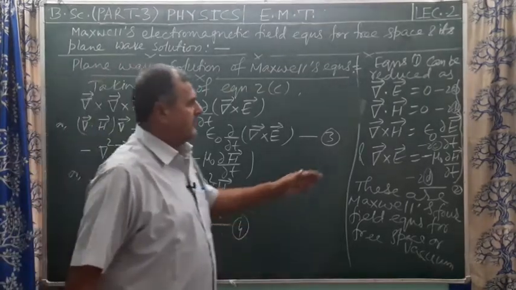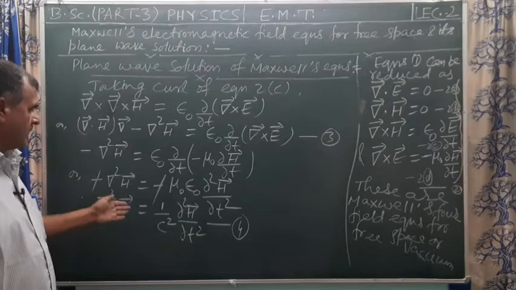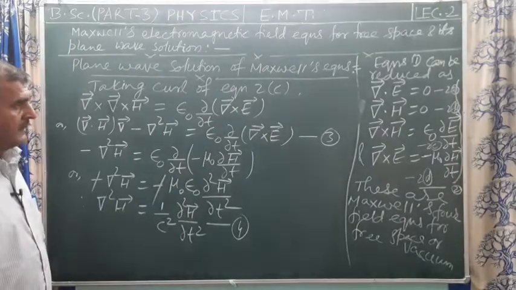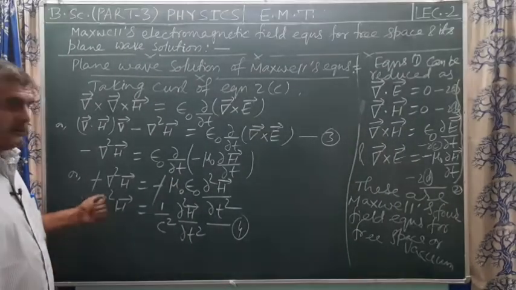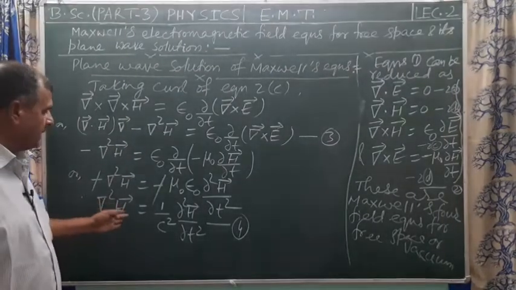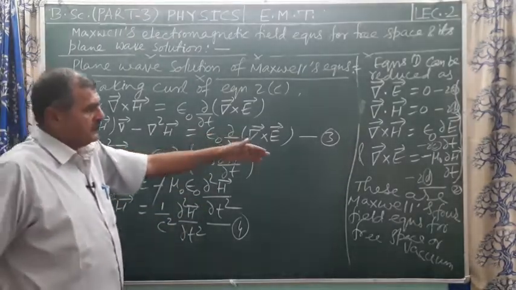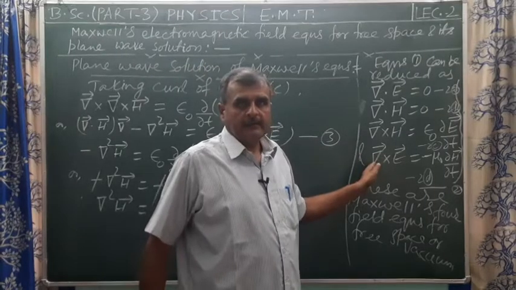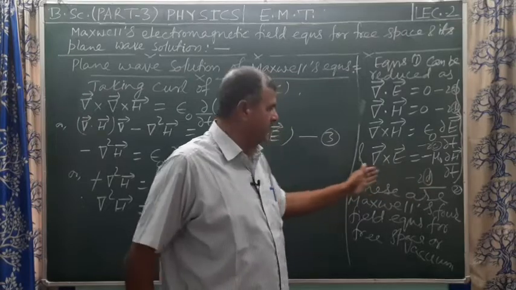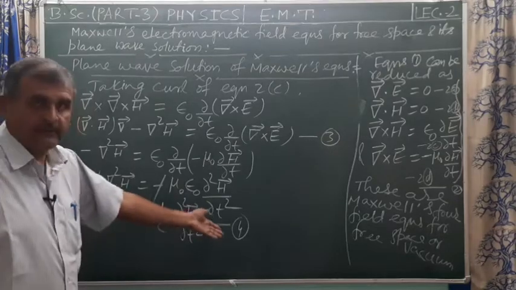This is the differential equation, del square H vector is equal to 1 by C square del square H by del T square, in terms of magnetic field intensity. Now we can also obtain a similar equation for electric field intensity, that is del square E vector is equal to 1 by C square del square E upon del T square. Taking curl on both sides of equation 2D, we can obtain the similar equation as we have already obtained in equation number 4.